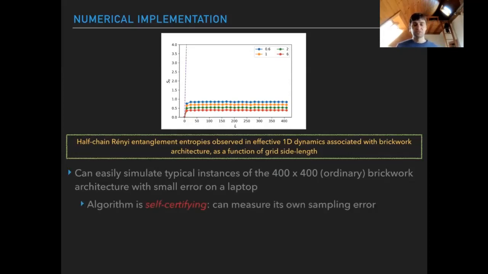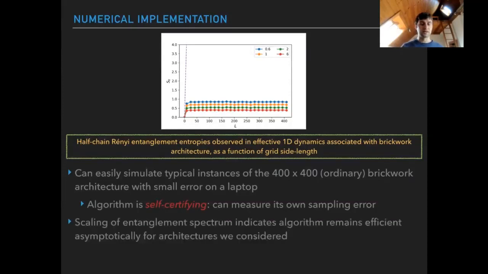And we know that the error is small because the algorithm actually has a nice property of being self-certifying, in the sense that it's able to measure how much error it is incurring. So that gives us confidence that the error is indeed low. So that shows that the algorithm can indeed be quite efficient in practice.